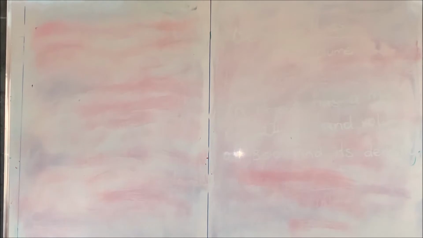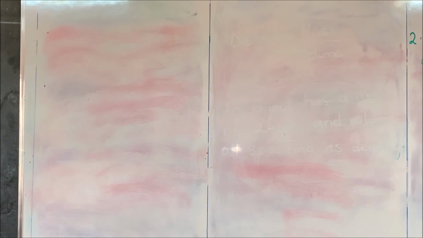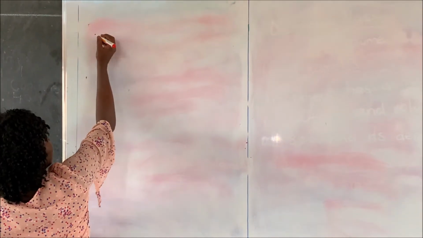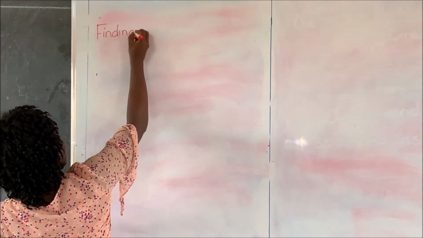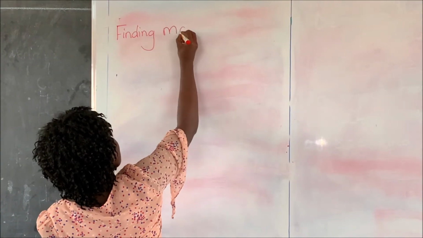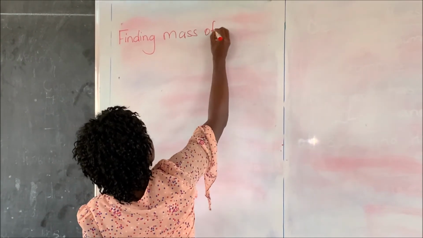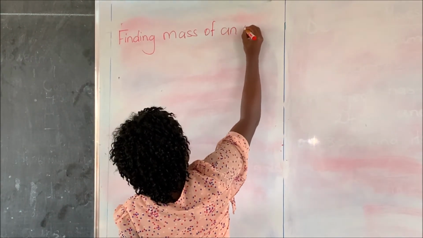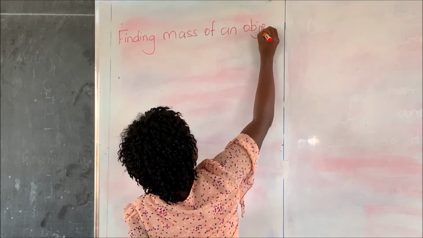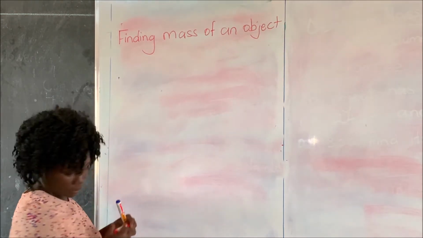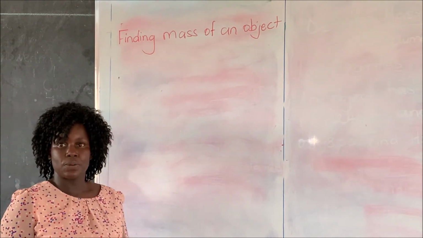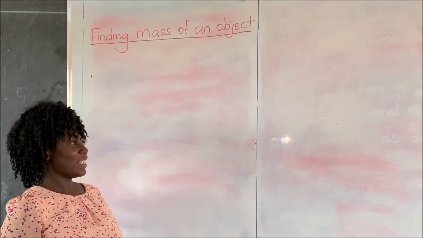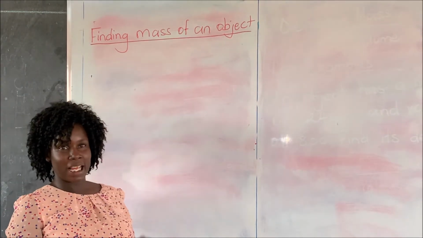So remember, we are finding density. We are finished looking at finding density. Now we go to another simple subtopic, finding mass of an object. So remind ourselves. Okay, still we are going to find the mass of an object.